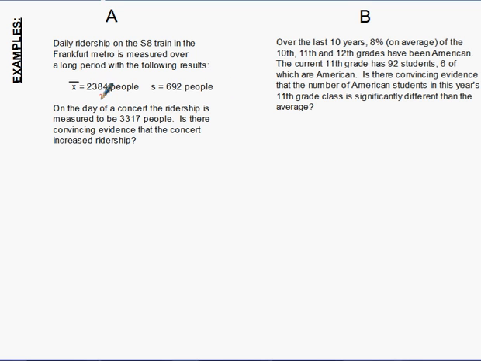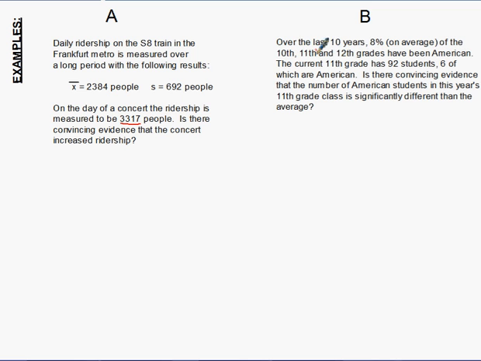We have 2,384 people on average, sample mean, with sample standard deviation. On the day of a concert, we have 3,317. Is there convincing evidence that the concert increased ridership?